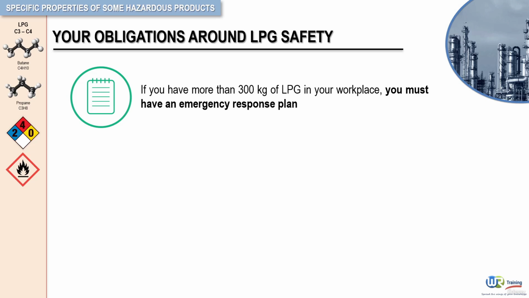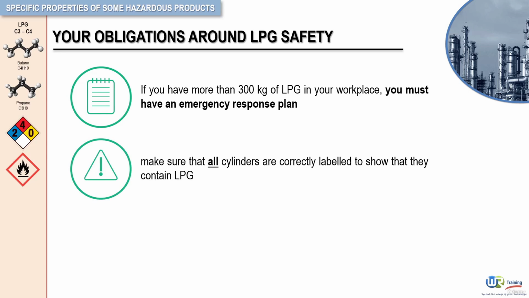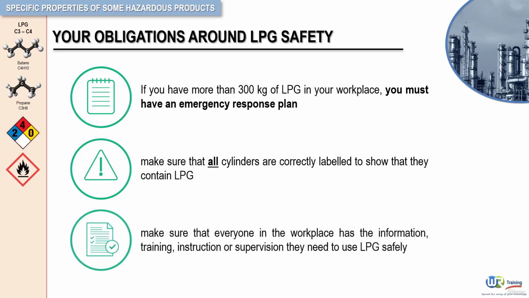Your emergency response plan should include all the potential emergencies that may arise when using LPG, what to do in an emergency, and how to contact emergency services. In addition, make sure that all cylinders are correctly labeled to show that they contain LPG. Make sure that everyone in the workplace has the information, training, instruction, or supervision they need to use LPG safely. This means they need to be aware of the LPG hazards, know what control measures are in place to reduce the risks caused by LPG, know how to safely use, handle, store, and process LPG, and know what to do in case of an emergency.